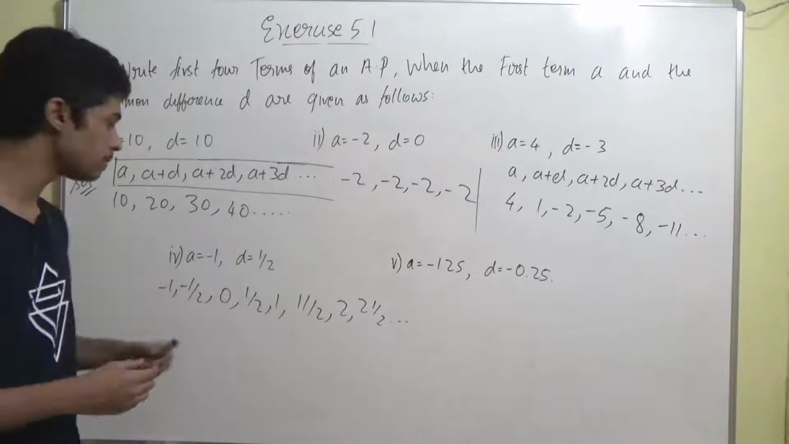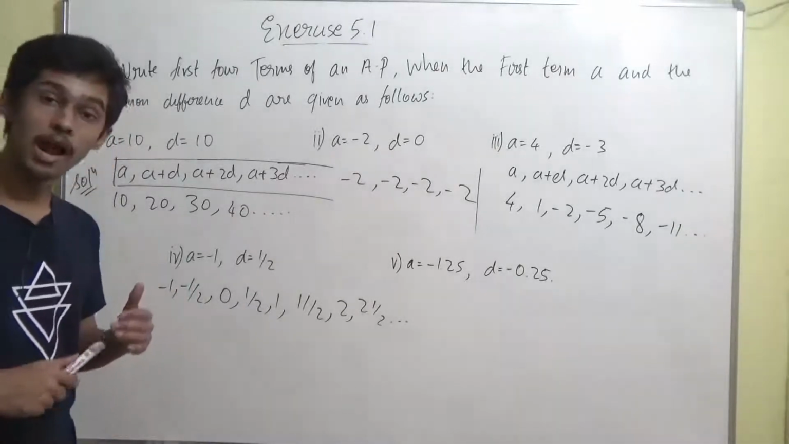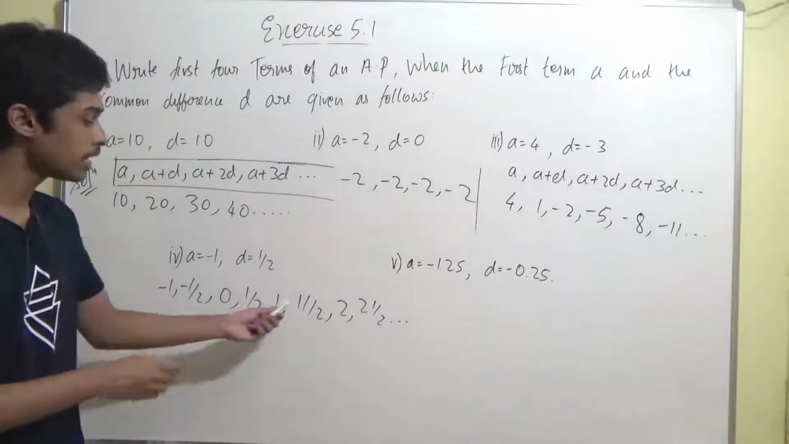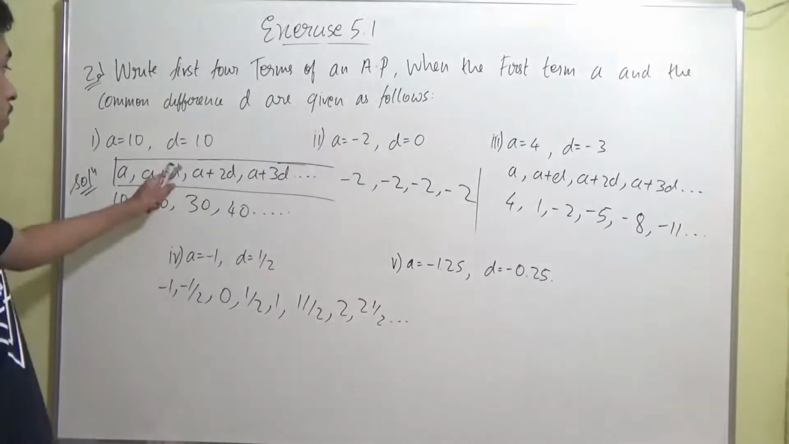When you add half to 0, it's going to become half. When you add half to half, it's going to become 1. When you add half to 1, it's going to become 1.5, and so on. It's going to continue. And this is the series, guys. It is nothing but equal to the same thing.